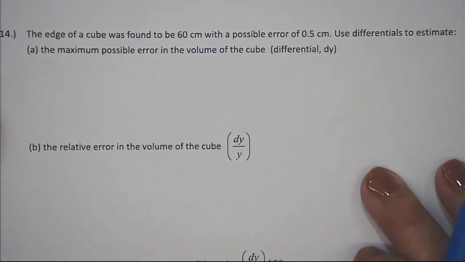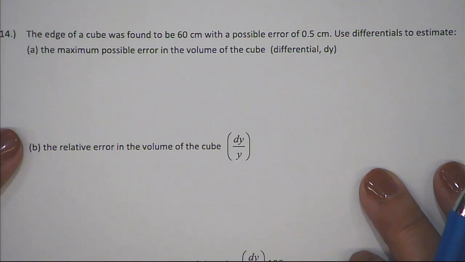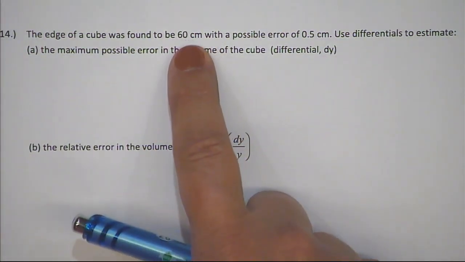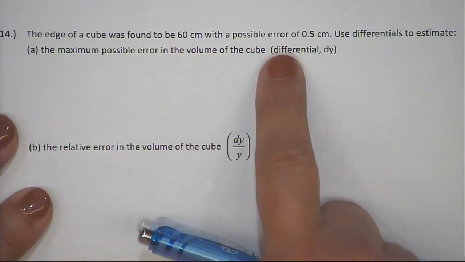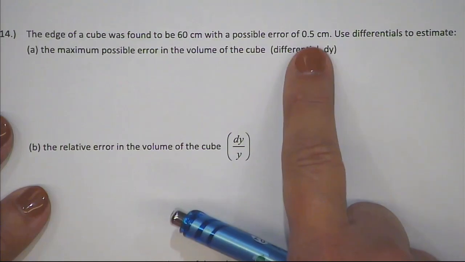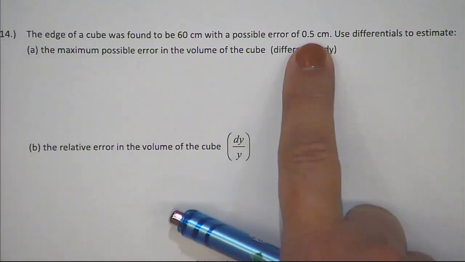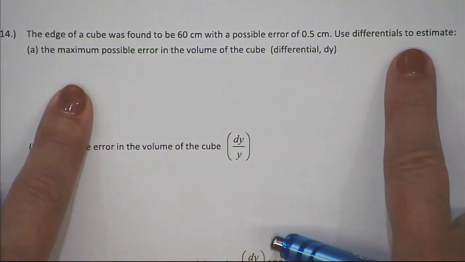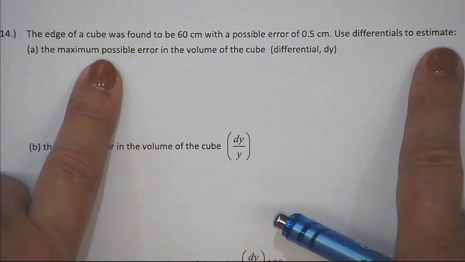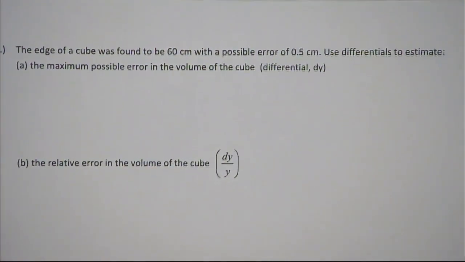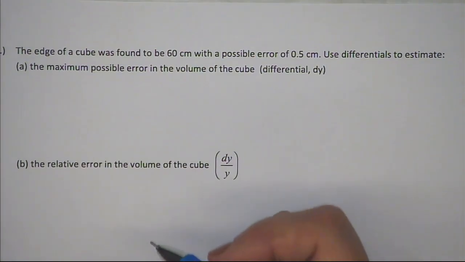All right, we have the edge of a cube that was found to be 60 centimeters. That's the edge, so each side of the cube, with a possible error of 0.5 centimeters. That's the change. That's delta or the dx, okay? Use differentials to estimate the maximum possible error in volume. Okay, so let's talk about what we have and what we're doing.